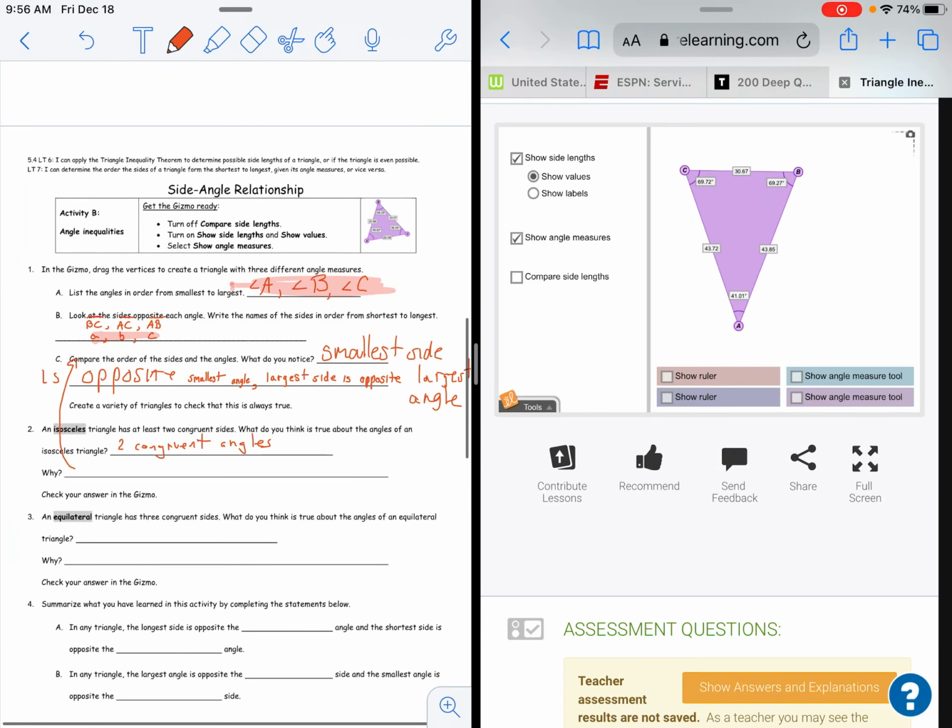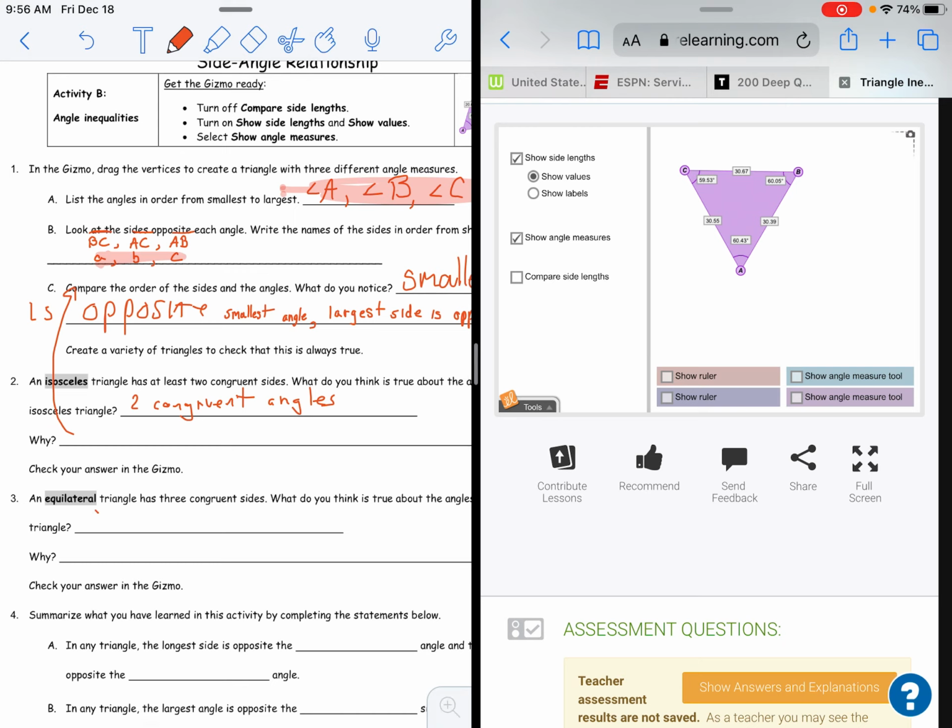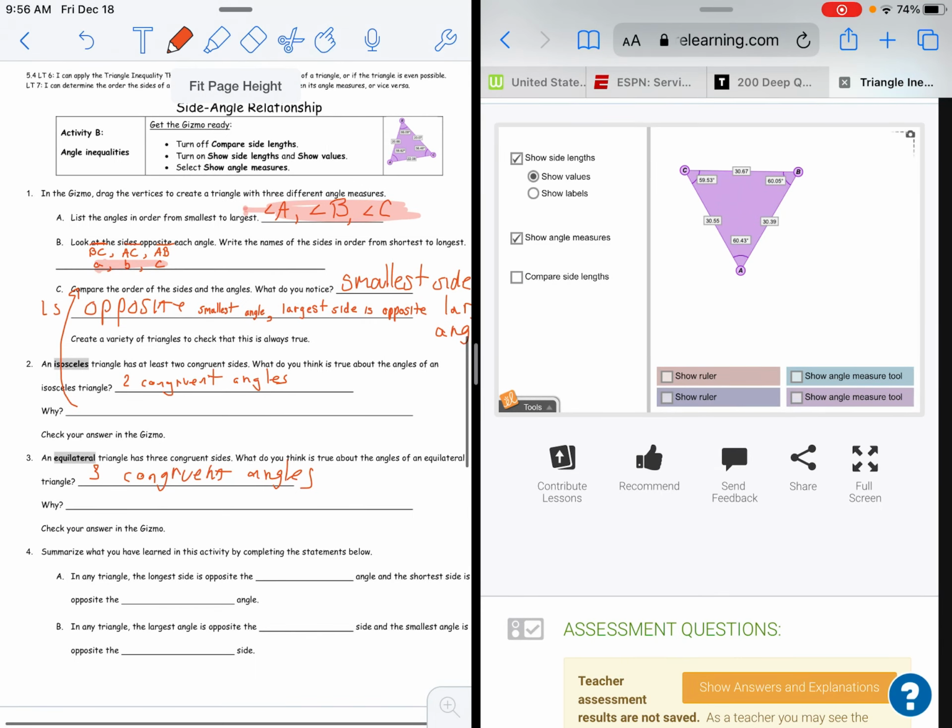And similarly for an equilateral triangle, we've talked about this a lot. I don't know if I can make an equilateral triangle in this Gizmo. It's going to be pretty hard. I can come close. All these side lengths are 30. Notice how all the angles are really close to 60. So an equilateral triangle has three congruent sides. What do you think is true about the angles in an equilateral triangle? Three congruent angles. Why? We'll just put an arrow back up to c. Let me check this in the Gizmos.